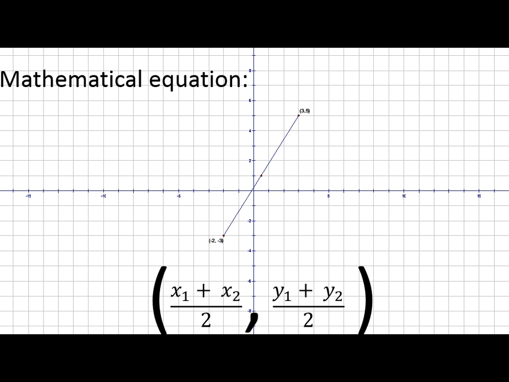So for my x value, how much is negative 2 plus 3? 1. So I'm going to put this 1 over 2, right? Because I add my x's over 2. For my y value, add your y's. How much is negative 3 plus 5? 2. And let's write it over 2, right? It's always over 2. Then simplify your fractions if you can. I'm going to finish with 1 half and then 1.